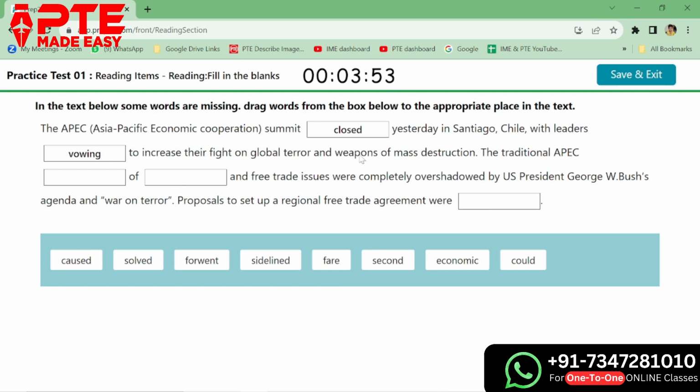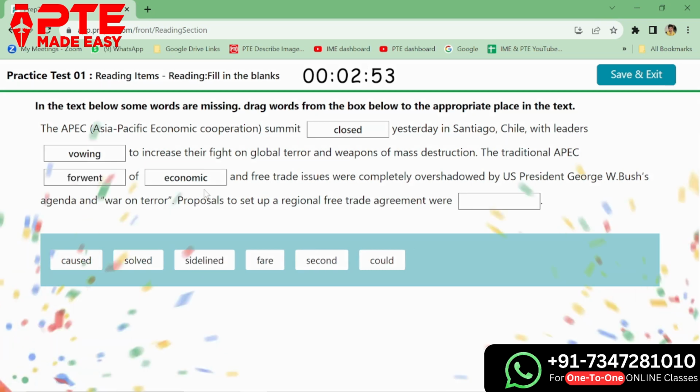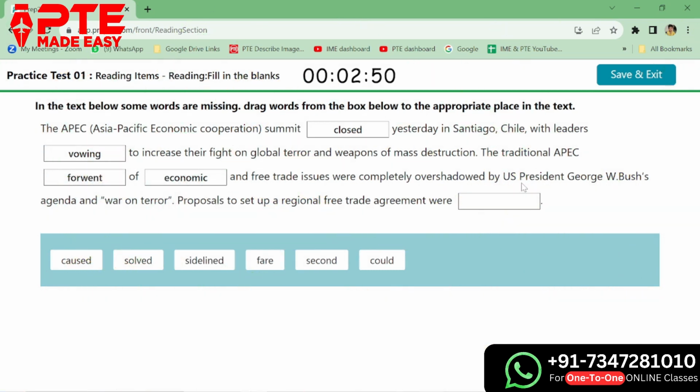Okay. The traditional epic dash. Okay, now the traditional epic dash, some noun is going to come. Okay, epic dash of dash and free trade. Okay, free trade issues, economic and free trade issues. Okay, this can be the answer here. Economic and free trade issues. The traditional epic dash of economic. Okay, forwent of economic and free trade issues were completely overshadowed by US President George Washington Bush agenda and war terror.